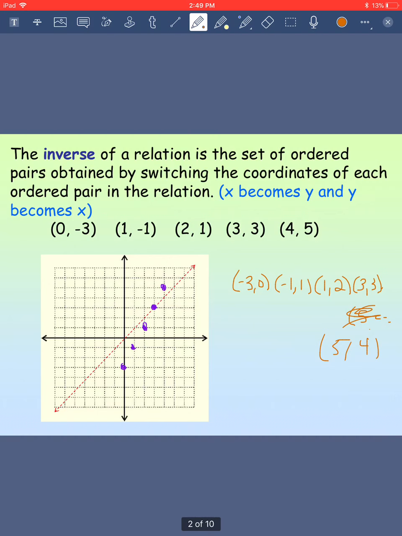So (-3, 0) is here, (-1, 1), (1, 2), (3, 3), and then (5, 4). Okay, so the purple is my relation, the orange is my inverse.